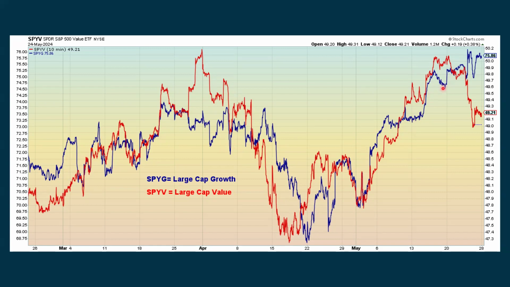So the market can still go up, even if the red line's above the blue line. This just gives us more of an indication of what's going on. And typically, in a positive environment, we want to see the blue line on top and also going up.